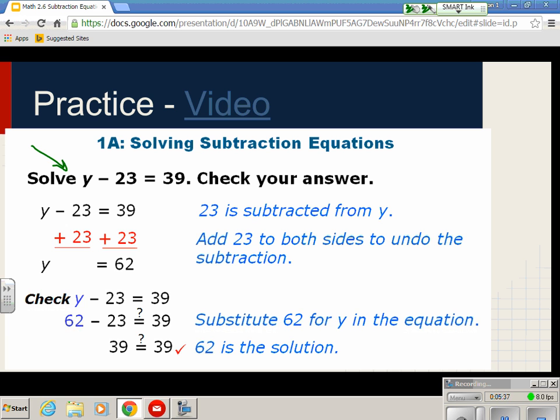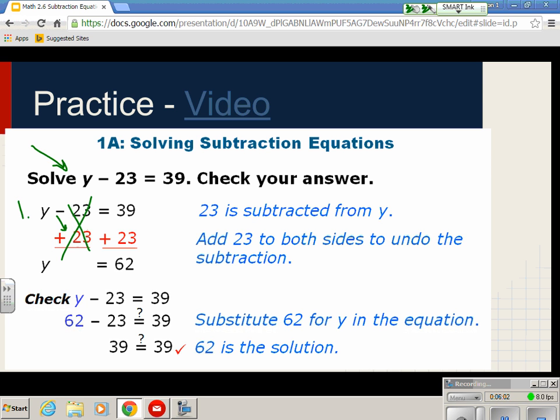So the first thing you do is you rewrite the problem, and then we're going to have to figure out what the inverse operation of subtraction is. So what's the opposite of subtraction? Addition. So if we're going to have negative 23 here, let's add 23. And that's like saying you owe me 23 bucks. When you pay me 23 bucks, how much do you owe me now? The answer is 0. So this is gone.